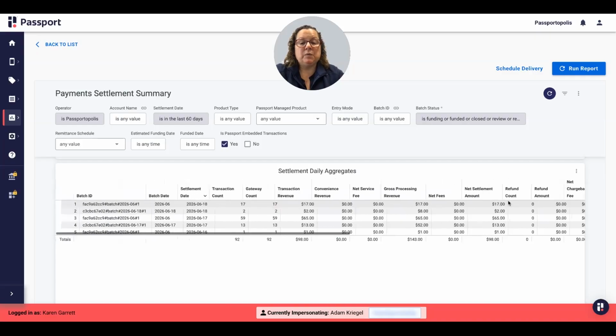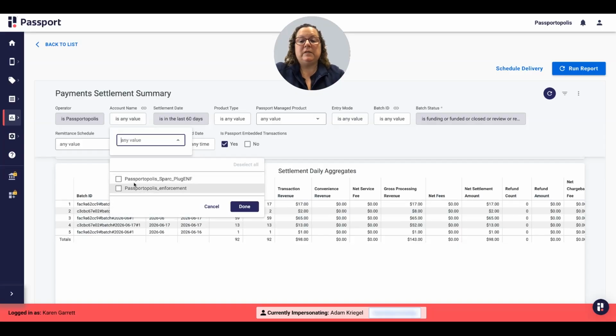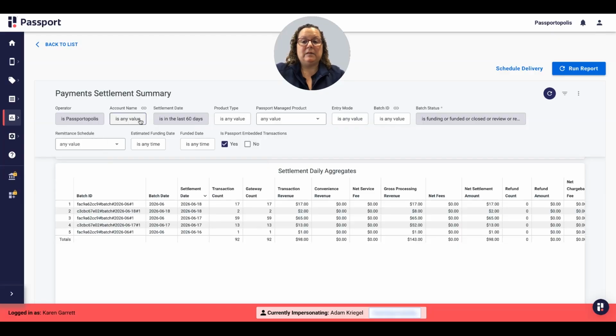Now, what's important about this report is this is the high-level report that you would use to reconcile your ACH deposits. If you have to reconcile those deposits at an account level, then you can pull per account. And if you're reconciling at the operator level, then you can leave the account filter blank.